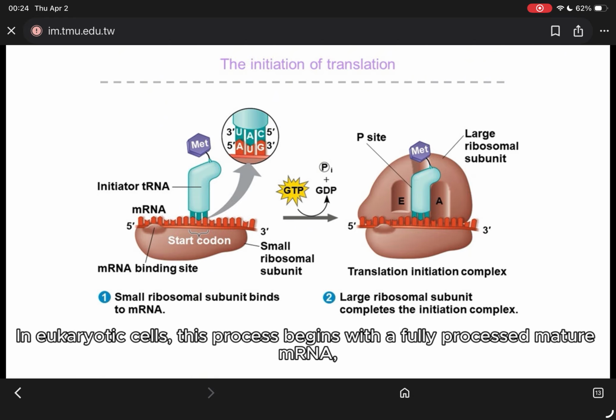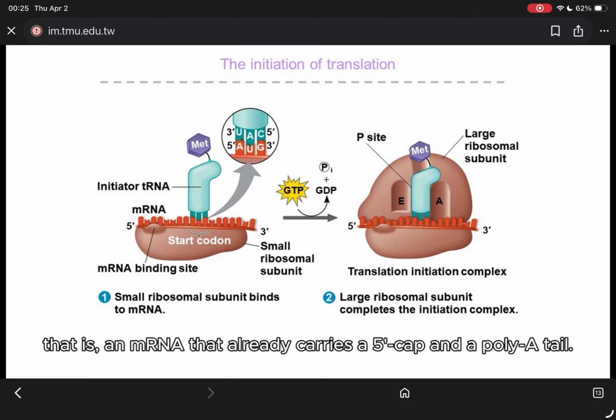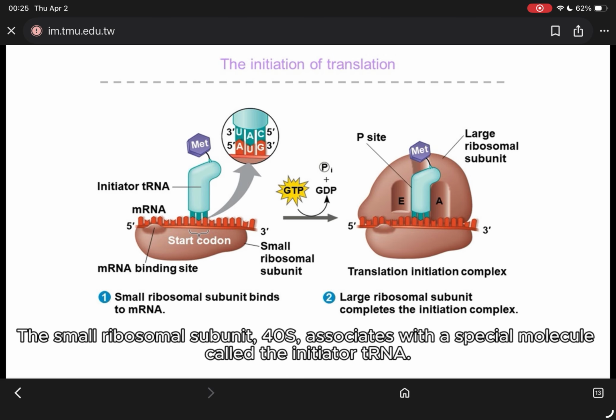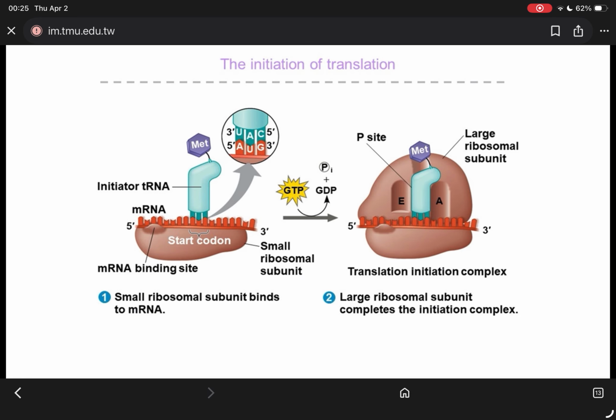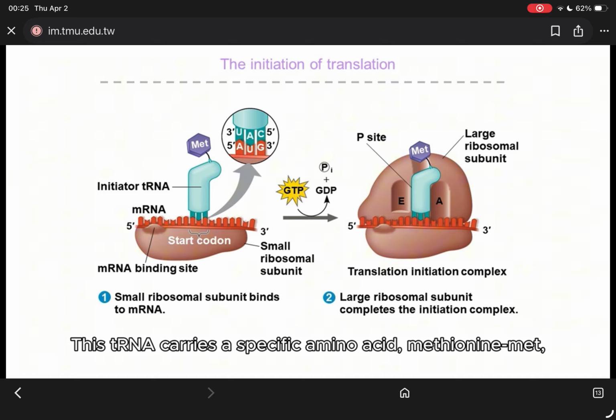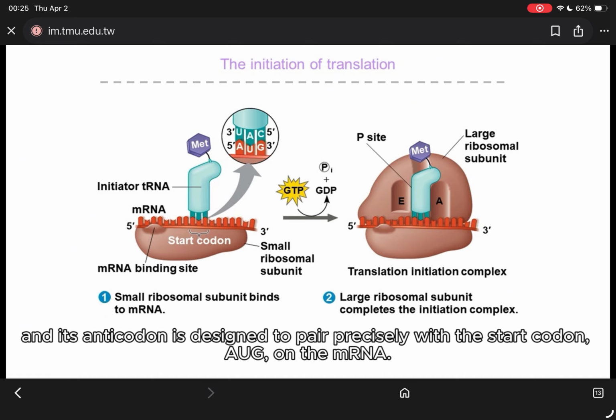In eukaryotic cells, this process begins with a fully processed mature mRNA, that is, an mRNA that already carries a 5' cap and a poly-A tail. The small ribosomal subunit, 40S, associates with a special molecule called the initiator tRNA. This tRNA carries a specific amino acid, methionine (Met), and its anticodon is designed to pair precisely with the start codon AUG on the mRNA.